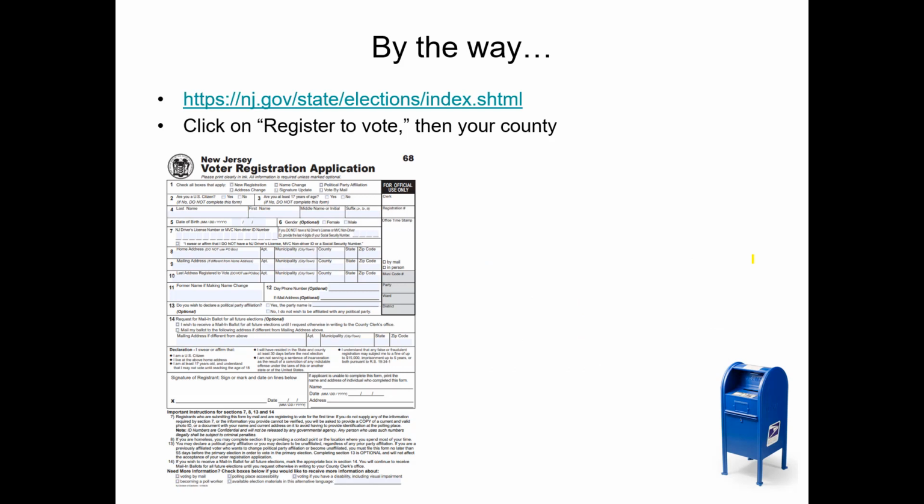It's quite simple, quite easy. You can even vote by mail in New Jersey. Before the semester's over, I'll even show you how simple that is.